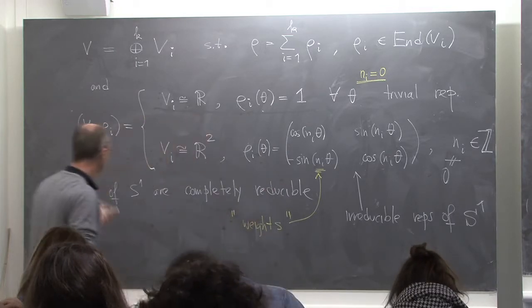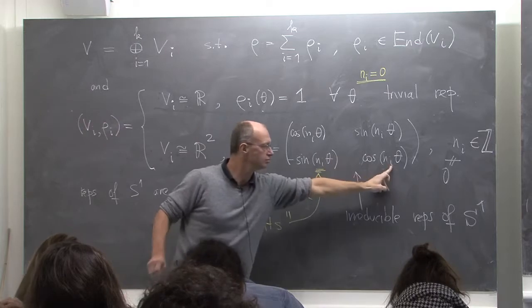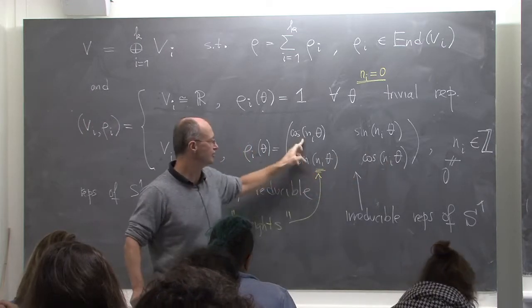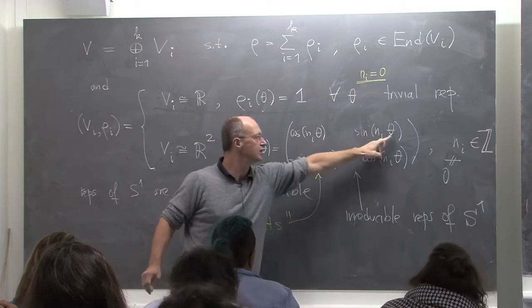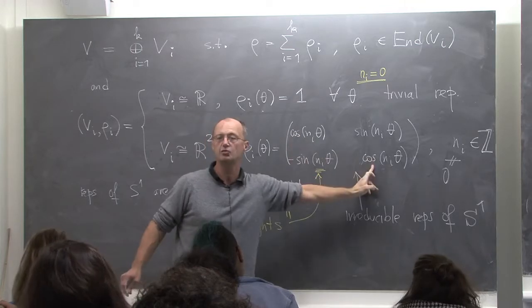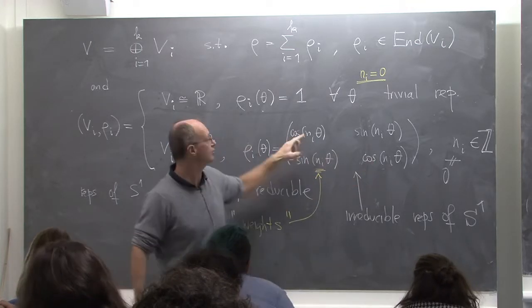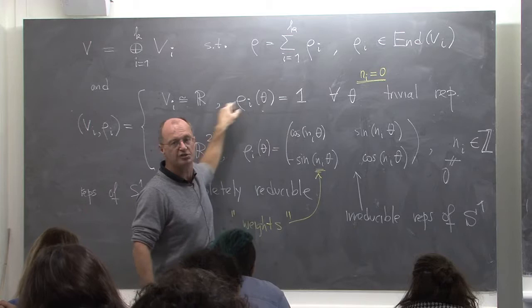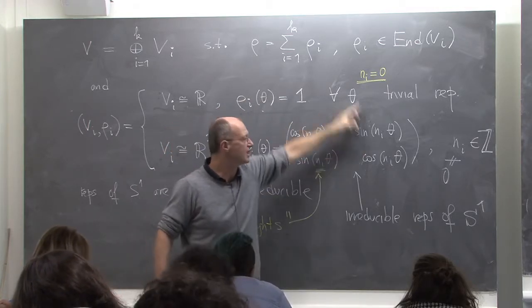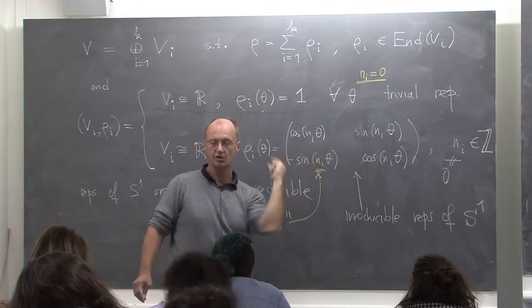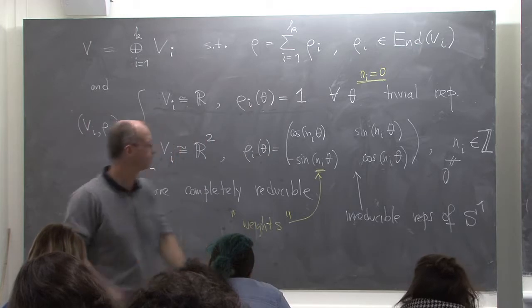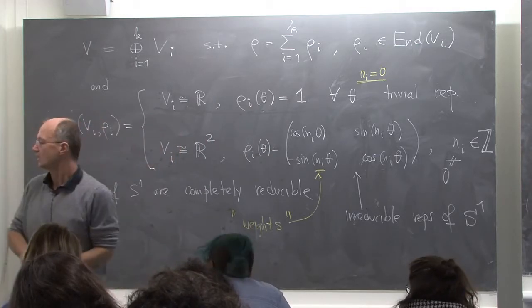In fact, you can use the formula and put n i equal to 0. Then what's going to happen? So this matrix will degenerate. Here, this will be 0, this will be 0, this will be 1, and this will be 1. So it will split into a sum of two representations of that type. So it kind of makes sense. Even though n i equal to 0, strictly speaking, would give you two representations of that type.